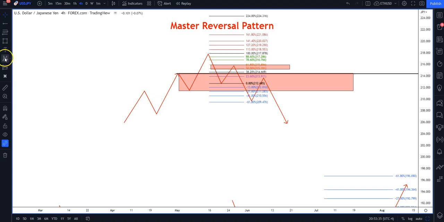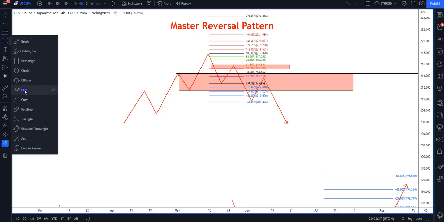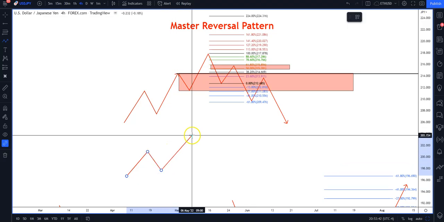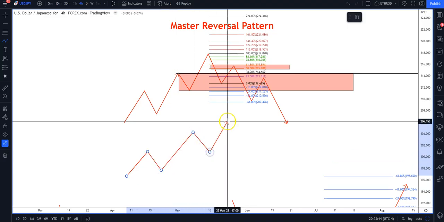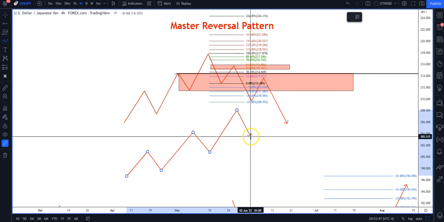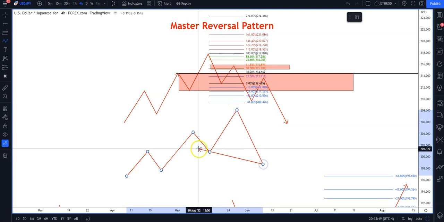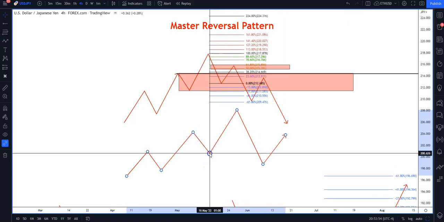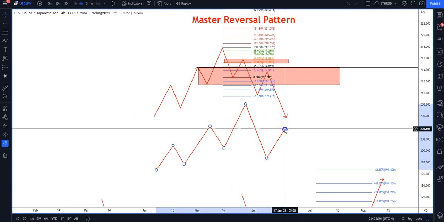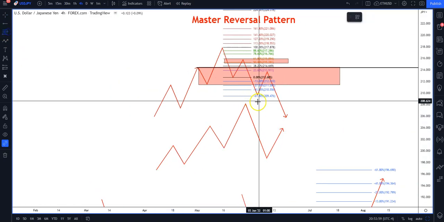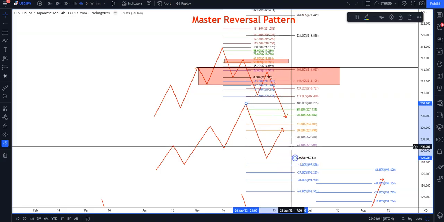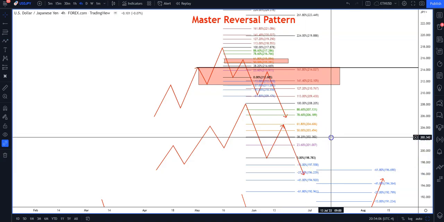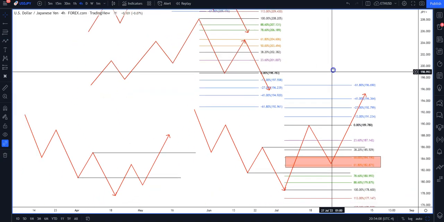Now the other scenario is boom, like this, something like that. Once it breaks that low and it creates a high, that's automatic confirmation that it's going to try to run down. So once it breaks that low, you draw your fib, wait for it to get into that zone, and run it down. Easy. This is the master reversal pattern.